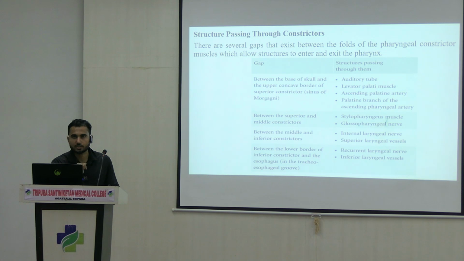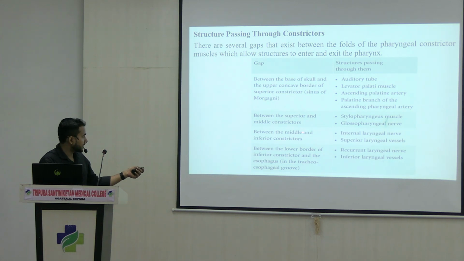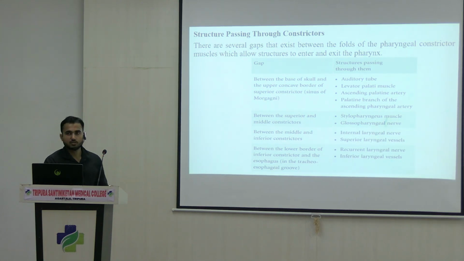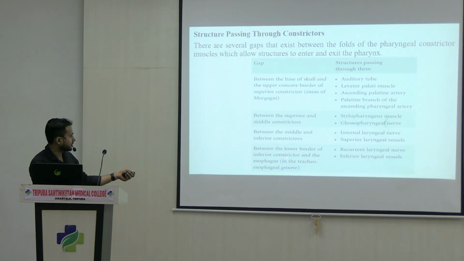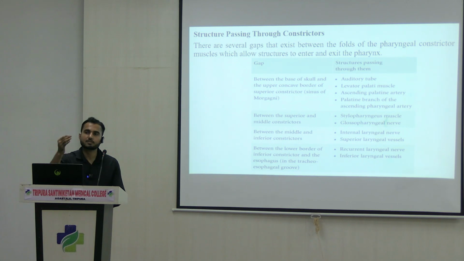Okay, so that is the first gap. Second gap is in between the superior constrictor and middle constrictor. Third one is between the middle constrictor and inferior constrictor. And the last one is between the lower border of the inferior constrictor and the esophagus, or the tracheoesophageal groove. That is the last space. So these are some spaces which are present in the pharynx through which the structures are entering or coming out from the pharynx.